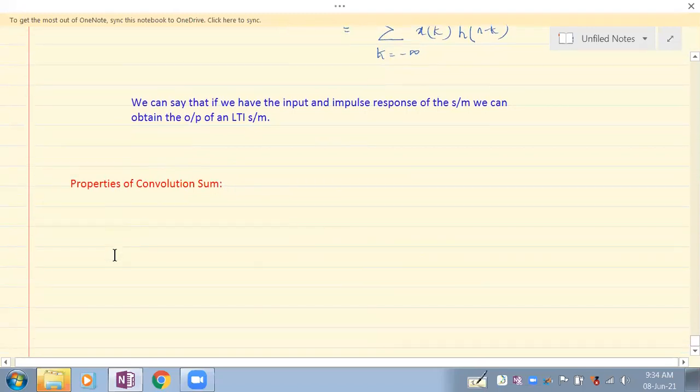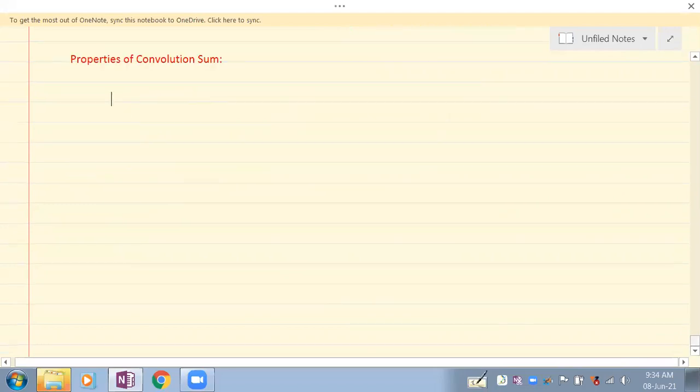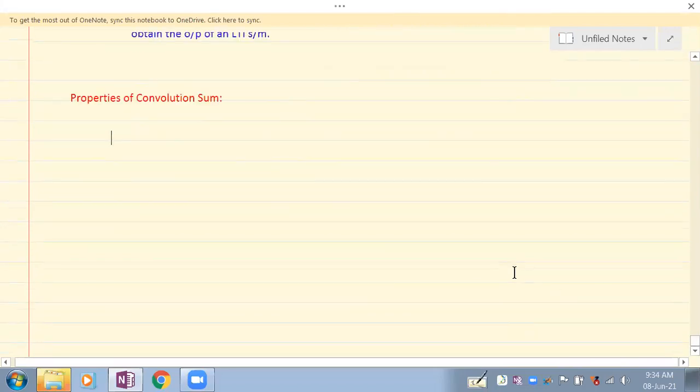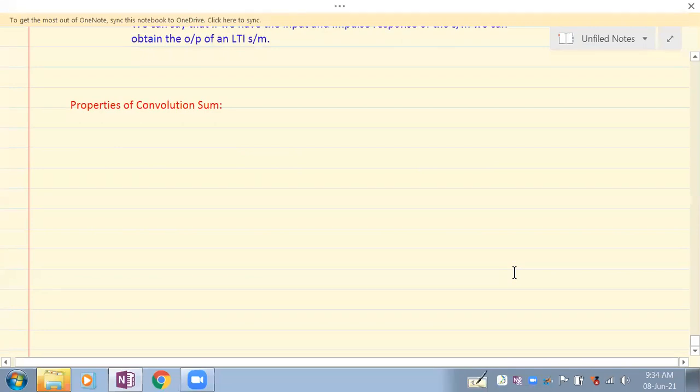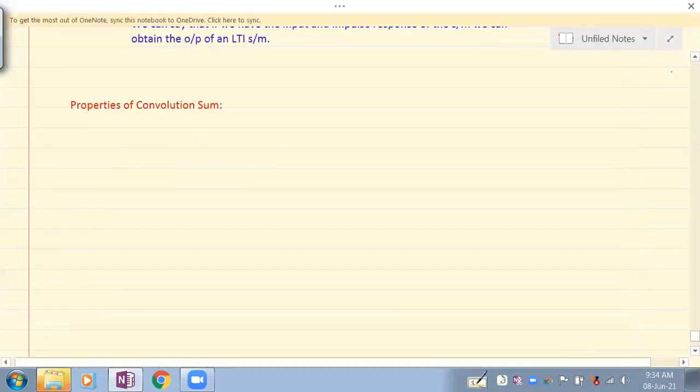Okay, so the first property is this. Everybody just take down. The first property is commutative. Convolution sum is commutative. So you all understand what commutative law is, right? The first property we are seeing is the commutative property.